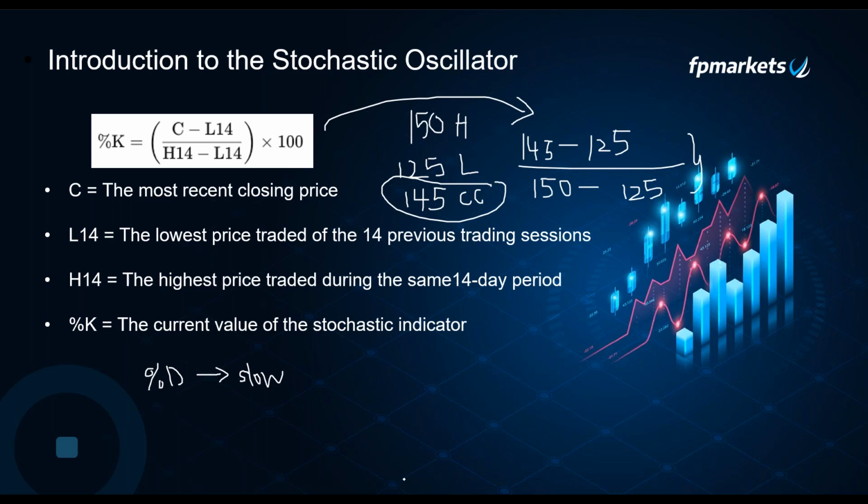So is there a reason why stochastics D is considered as a slow stochastics indicator? Can you guys make a guess? Why do you think percentage D is considered a slow stochastics indicator? Just type your response in the questions tab.